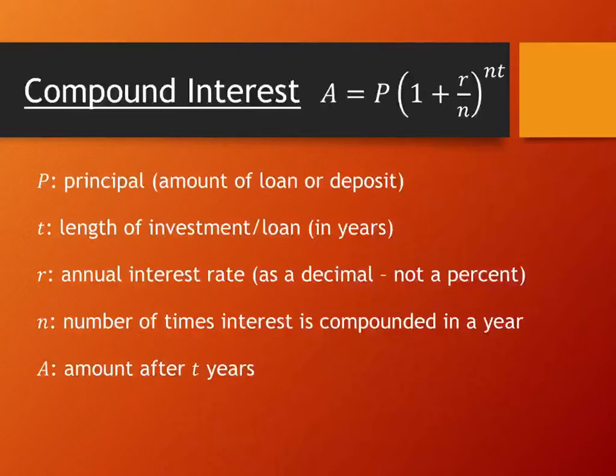So N will fluctuate. Basically, you have to figure it out. Annually would mean 1 time a year. Biannually would mean 2 times a year. Quarterly would be 4 times a year, 4 quarters in a whole, right? Monthly would be 12 times a year. And those are the most common ones in a practical sense. You might also see things like daily, which would be 365 times a year. Not quite as common in practical life, but you sometimes will see problems written that way. And then A is the amount that you have, or you owe if you're doing a loan, after T years.